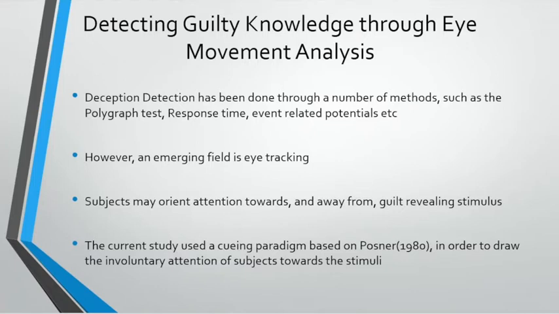The other part of this project, and this is the novel part, is that it used a cueing paradigm based on Posner 1980. If you're not familiar with that study, it showed that attention can be involuntarily drawn to a particular stimulus. So this study looked at whether involuntarily drawing attention to a guilt revealing stimulus could reveal if a person possessed knowledge about that stimulus.